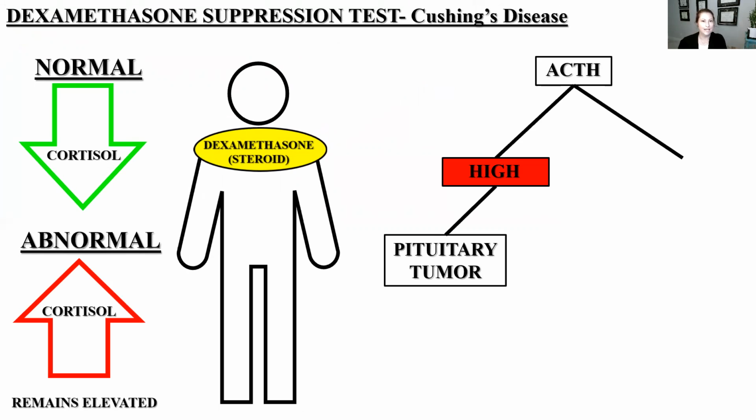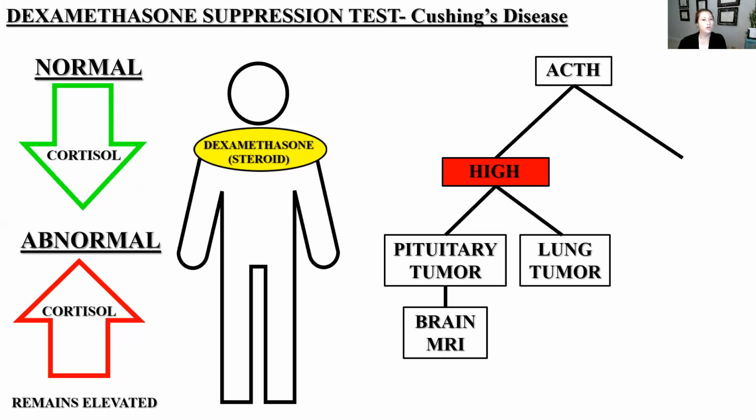If the ACTH is high, it could be coming from a pituitary tumor. And in that case, we want to get a brain MRI. It could also be coming from a lung tumor. And in that case, we would get that chest CT. So if you're not sure, you can order both.